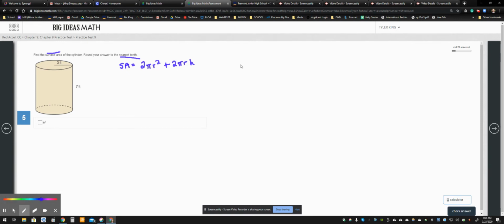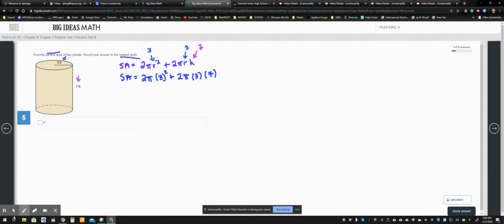So we're going to go ahead and plug in what we know. We can plug in 3 for our radius, so we plug in 3 for this r and 3 for this r. We're also going to plug in h, which we can see is 7, so we plug in 7 for our height. When we do this, we end up with surface area equal to 2 times pi times 3 squared plus 2 times pi times 3 times 7.